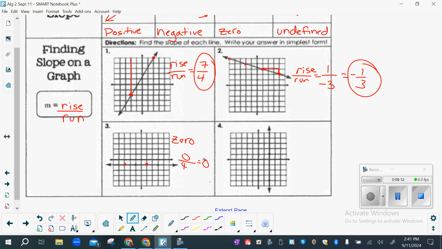So here's another one. Some of you might know right away what this one is also. Undefined. This is undefined. That's right. So if we go from this point to this point, it's up 2. And then do we go over at all? It's 2 over 0, which is undefined. We will talk about that when we go to find the slope given two points. Can I move on to the next one?